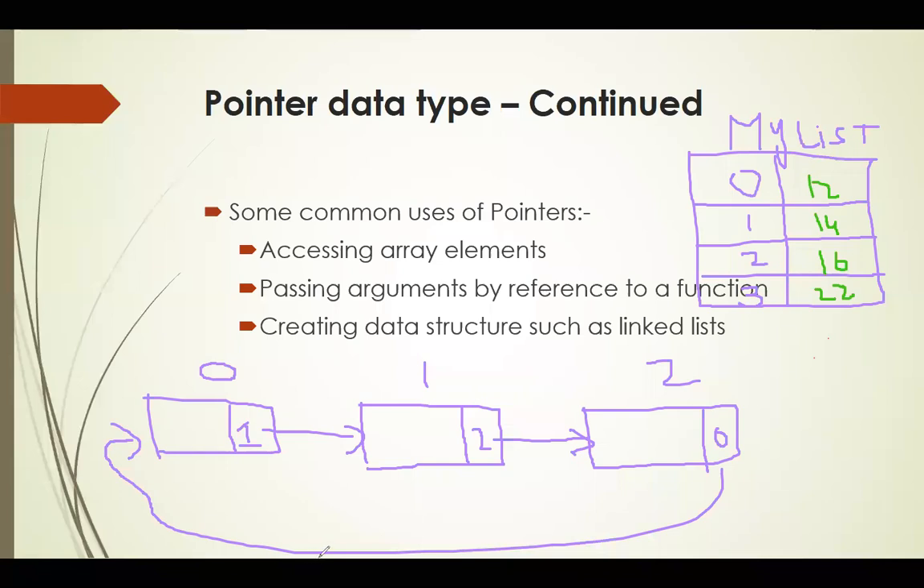It is just a data structure. We are going to study them in a lot more detail when we get to chapter number 23. But right now, you can just assume that there is a data structure in which each node of the data structure is pointing to the next node. And such kind of data structure is called linked list.